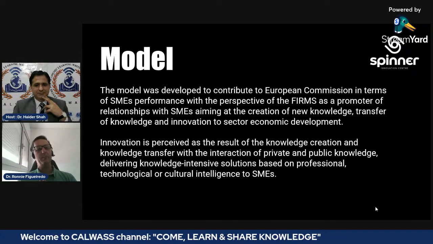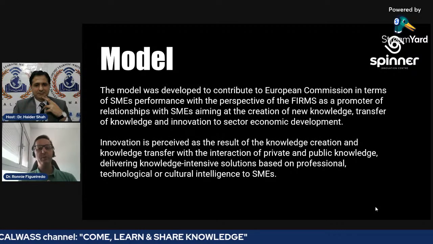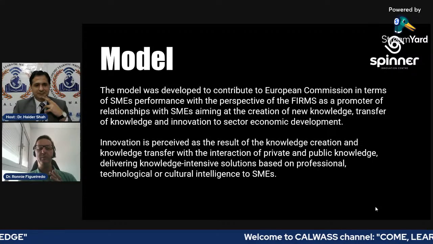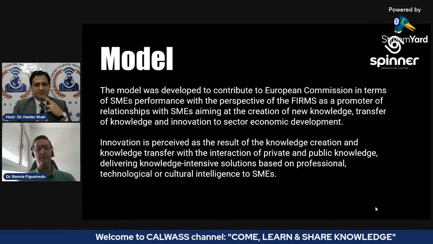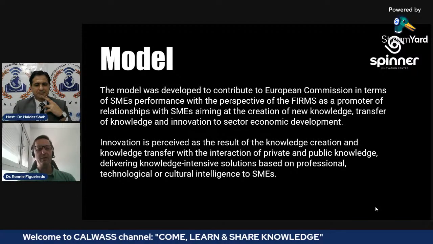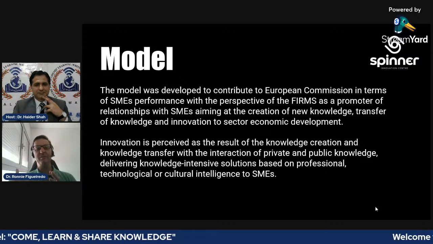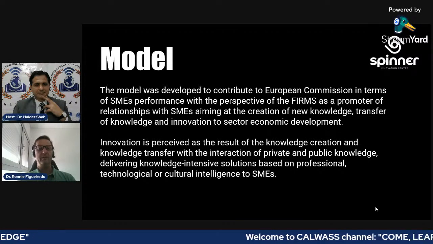Regarding the model, it was developed to contribute to the European Commission's work on SME, small and medium enterprise performance. The European Commission is associated with the Portuguese government, which created a strategy to support SMEs in terms of innovation and innovation technology for these small and medium enterprises.